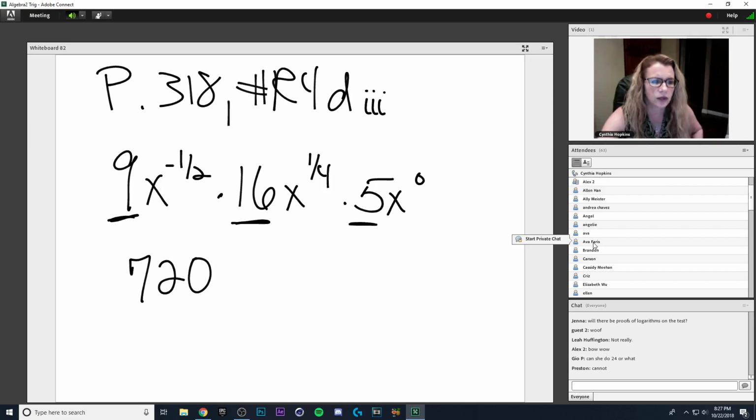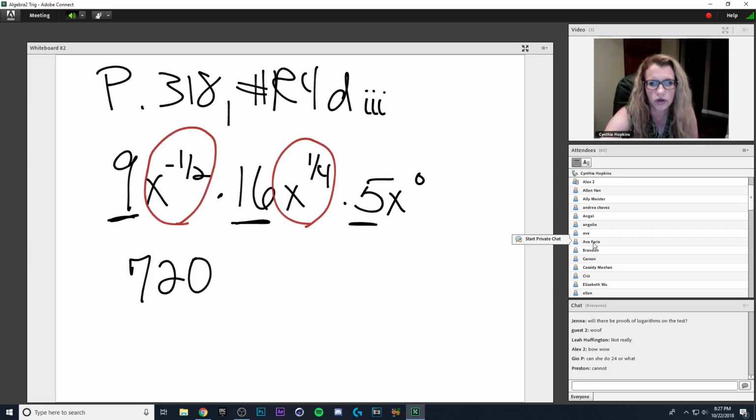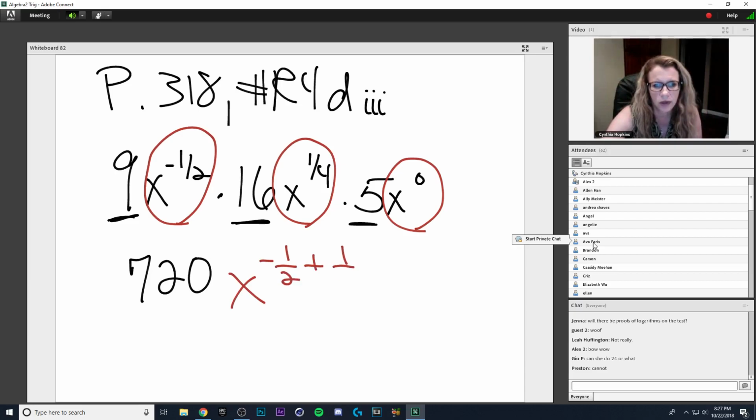Okay, and then when I look at all these x's, I personally say my properties with words, not trying to just memorize some algorithm. So here are my words for this property. It says when multiplying like bases, you keep the same base, so there's my x, and then you add the exponents. So I want to add negative 1/2 plus 1/4, technically plus 0. Or I could have just taken this x to the 0 and said, hey, that cancels out because it equals 1, and then I wouldn't have had the plus 0.